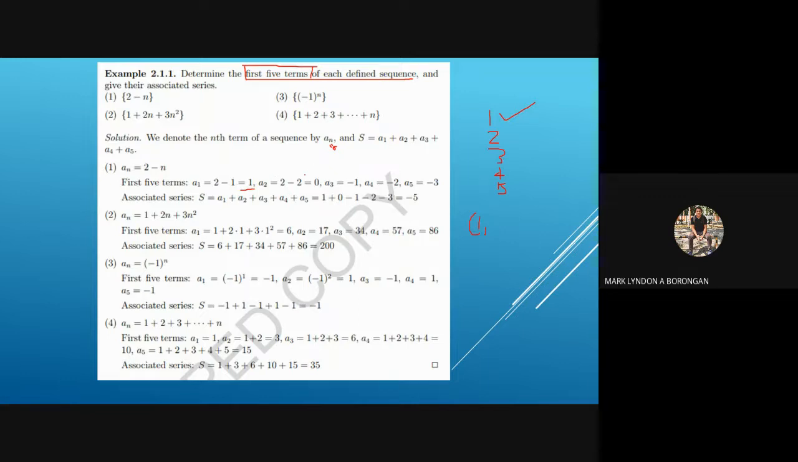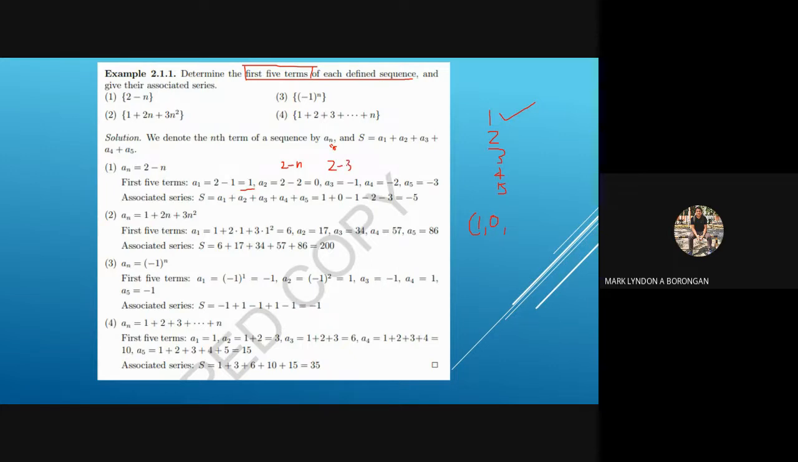So it's 2, right? The second term, so we substitute 2 there. So it's 2 minus 2 also. From 2 minus n, since it's the second term, it becomes 2 minus 2. Okay? So 0 is the second term. Next, a sub 3. So 2 minus 3.